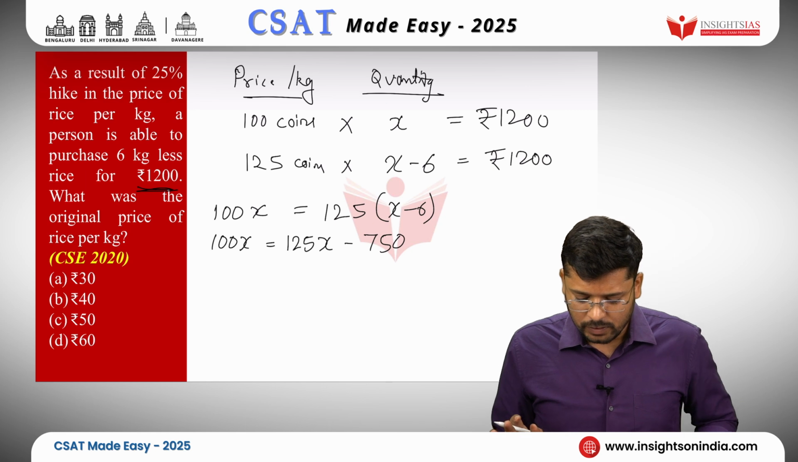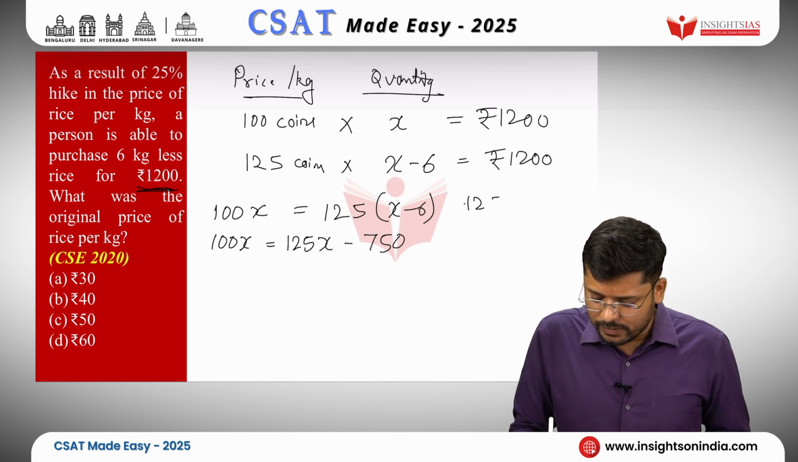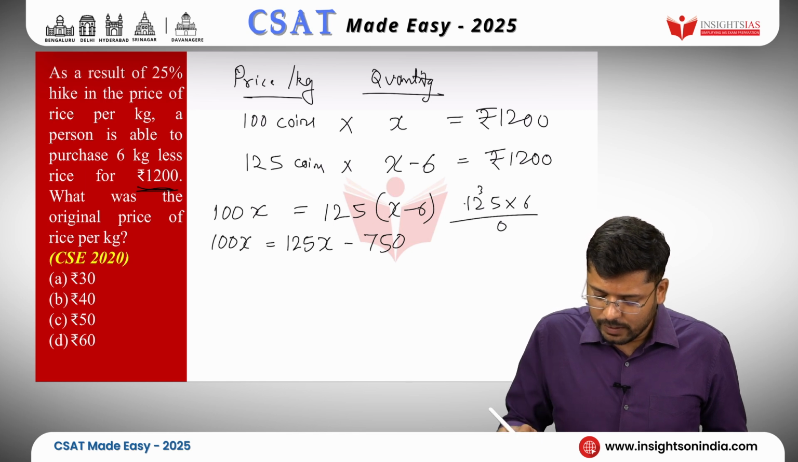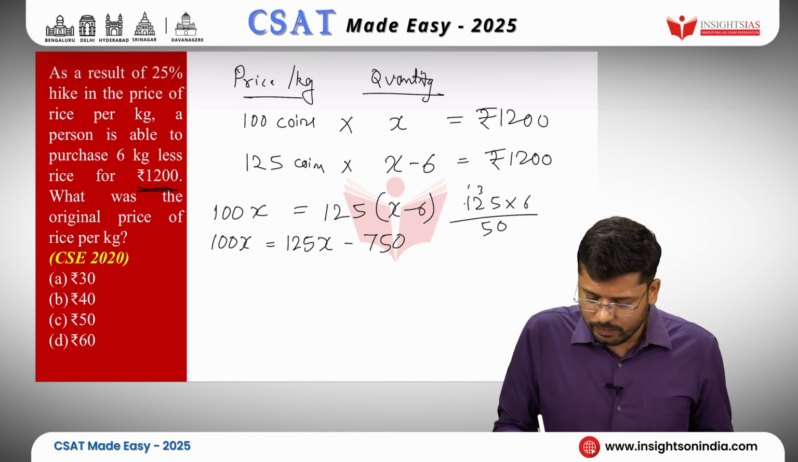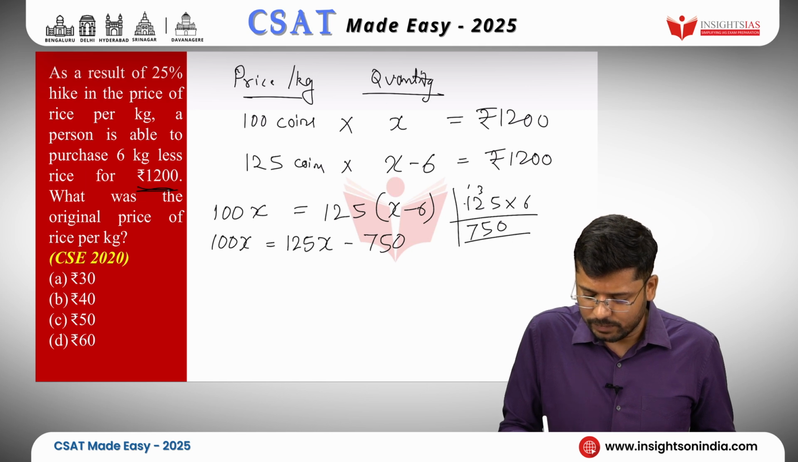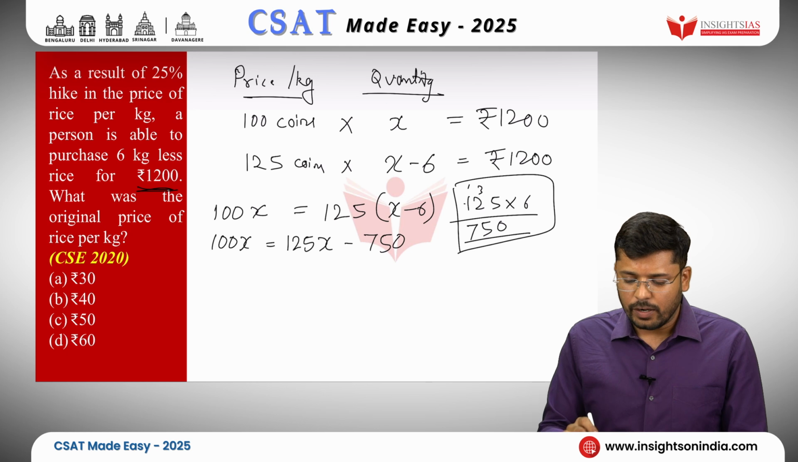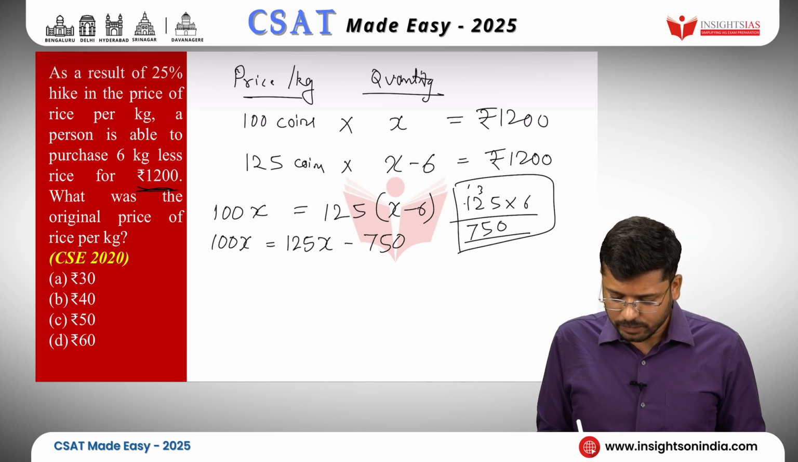Or you can solve it like this: 125 into 6. 6 5s are 30, 6 into 2 is 12, 6 1s are 6, and 7. So 125 into 6 is 750.